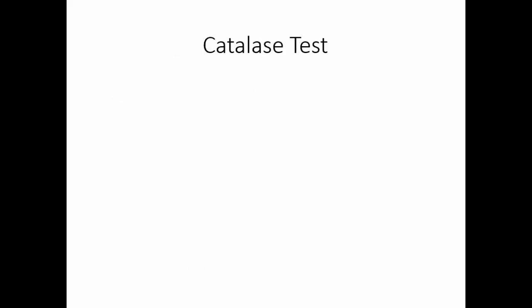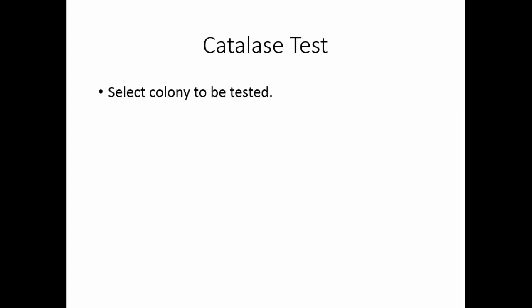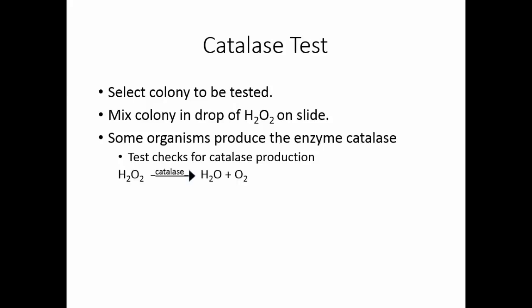To do the catalase test, you place a drop of 3% hydrogen peroxide on a glass slide. You will then select a colony to be tested and mix the colony in a drop of hydrogen peroxide on the slide. Some organisms produce the enzyme catalase. This test will check for catalase production. Hydrogen peroxide in the presence of the enzyme catalase breaks down to water and oxygen. Oxygen will be released as bubbles.